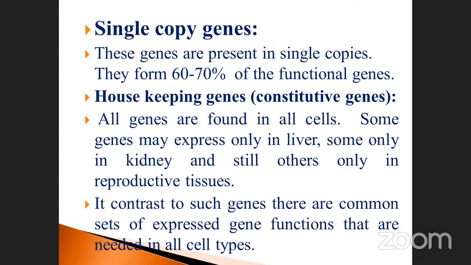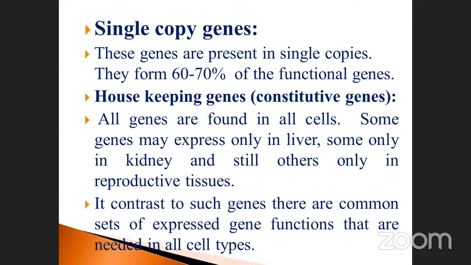Single copy of genes. We already discussed that these genes are present in single copies. They form 60 to 70% of the functional genes. Only one gene is present. The entire organism contains about 70% single copy genes, in terms of functional aspects. So this is the single copy genes.